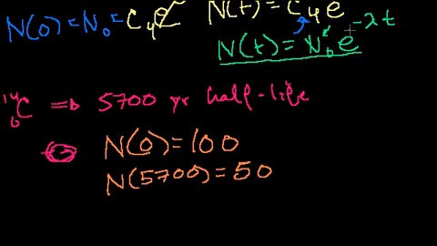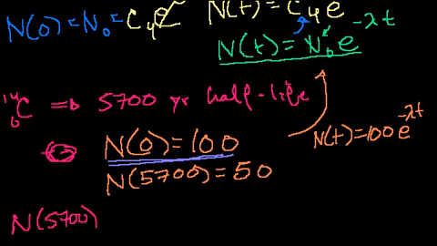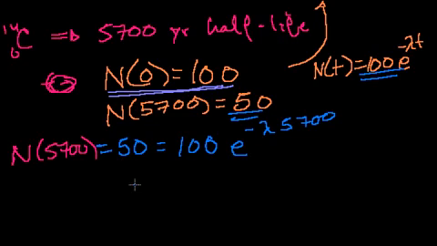So let's apply that to this equation and try to solve for lambda. So we know N of 0 is equal to 100. So we immediately know that we can write this equation as N of t is equal to 100 e to the minus lambda t, at least in this circumstance. And we also know that N of 5,700 is one half-life away, so we have half as much of our compound left. That's equal to 50, which is equal to 100 times e to the minus lambda times 5,700. And now we just solve for lambda, and then we'll have a general equation for how much carbon we have at any given moment in time.